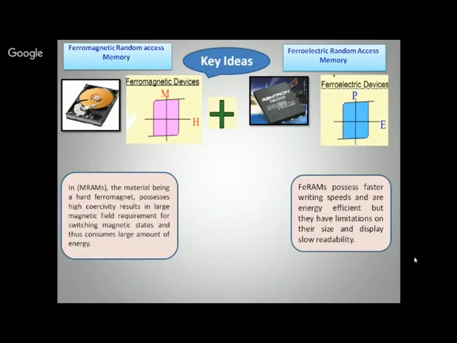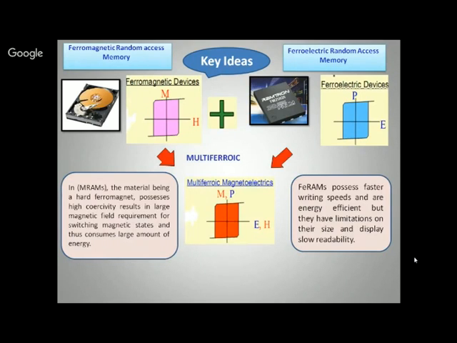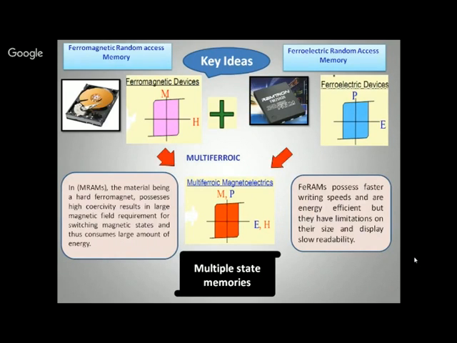But now what we are doing is combining these two, so that with the application of an electric field you can control the magnetic properties, and with the application of a magnetic field you can control the electrical properties. So basically that will increase the efficiency as well as the data storage capacity in the form of multiple state memories.